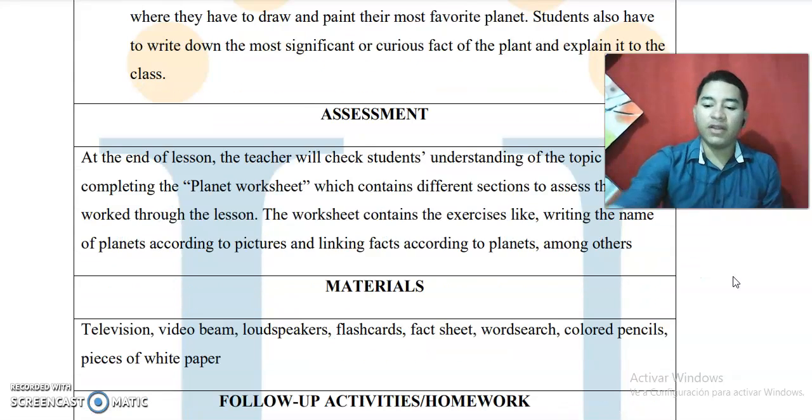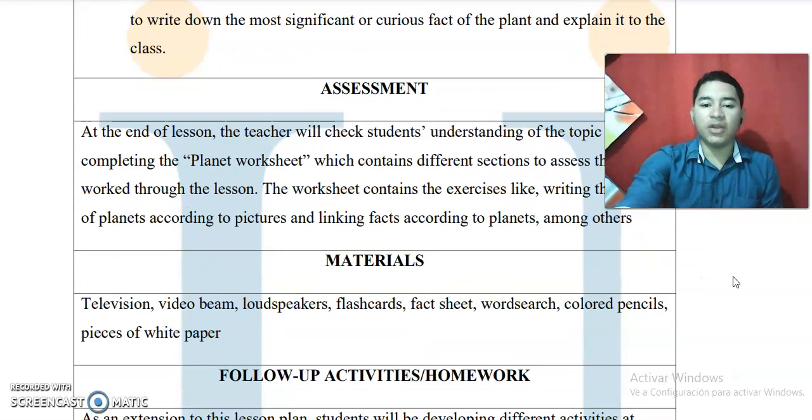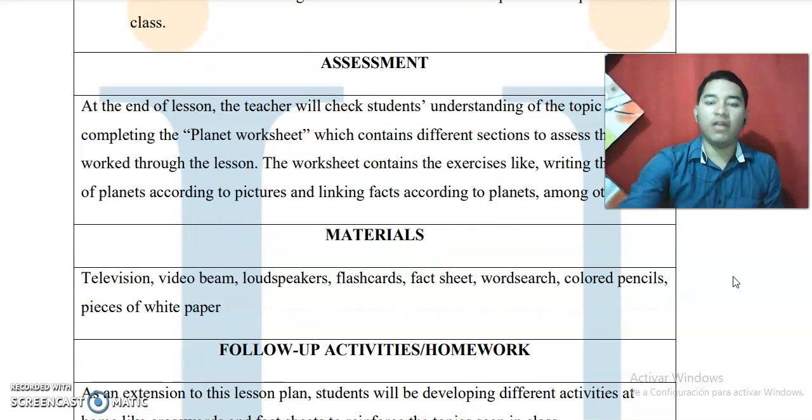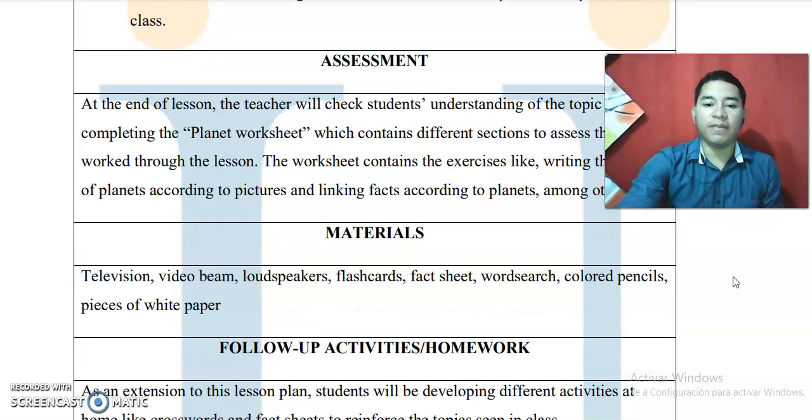And for the development of this lesson plan, we can use different materials: television, video beam, loudspeakers, flashcards, the fact sheets, a word search, and pieces of white paper, and all materials needed for the development of this lesson plan.